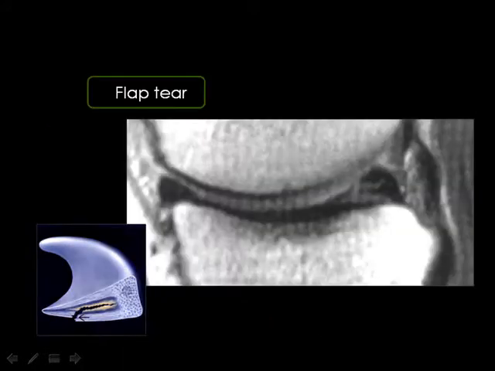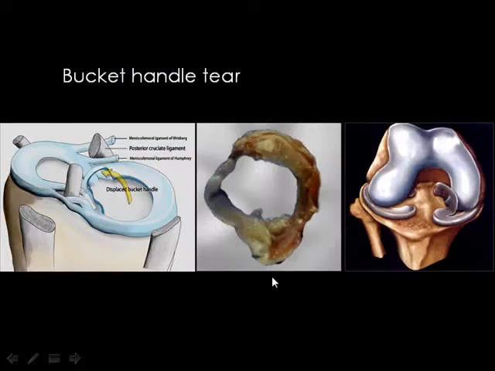Okay. Then look at this. You see the horizontal part of the tear and the vertical part of the tear. Then if you see both, you know that this is flap. This is flap tear. Okay.